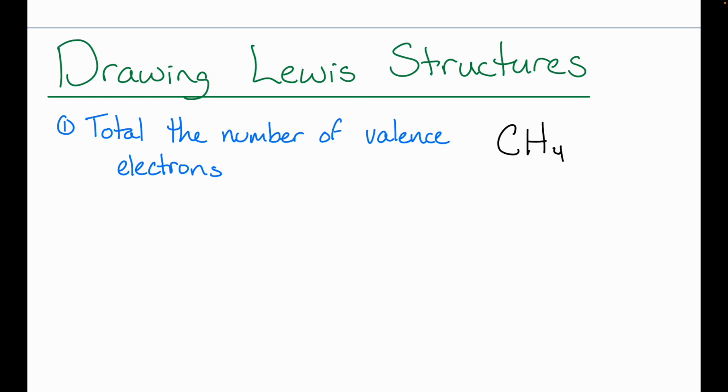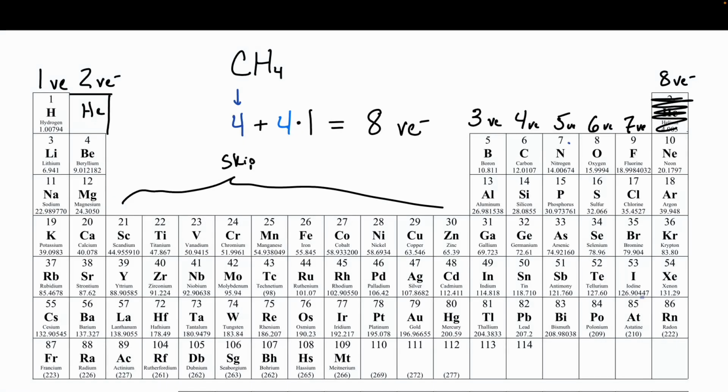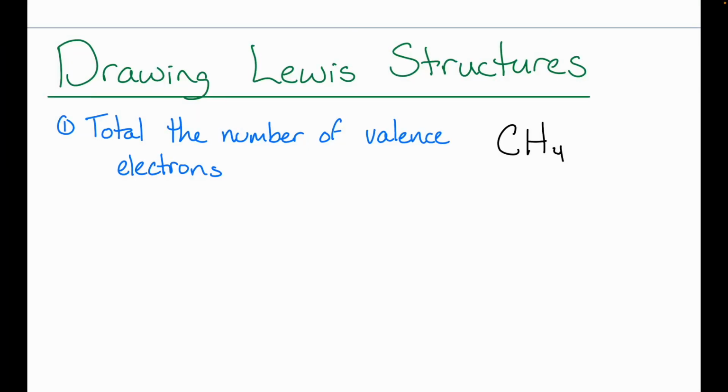All right, so that's what we did before when we were looking at our periodic table, and we said, all right, carbon has 4 valence electrons, and each of those 4 hydrogens have 1. So when I sum that all up, I get a total of 8 valence electrons. All right, and we're going to note this over to the side here, because this is going to be important. This is the total number of electrons that we should have in our structure when we get done drawing our Lewis structure. No more, no less.